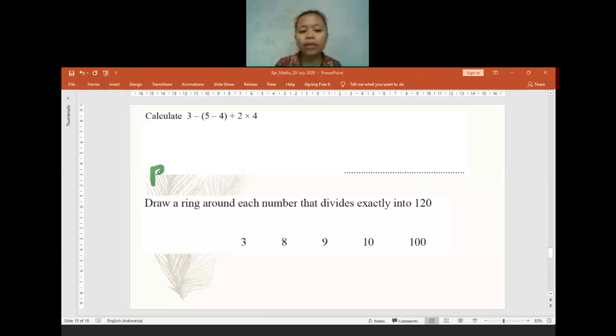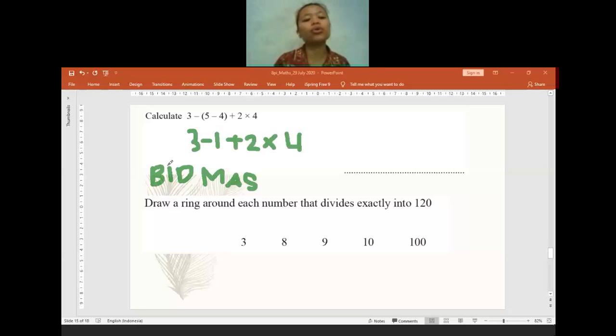Do you remember the BIDMAS rule? If we use the BIDMAS rule, which calculation do we have to finish first? If I want to use the BIDMAS rule, which calculation do I have to do first? Yeah, we have to finish the bracket. So it will be 3 minus 1 plus 2 times 4. Now, what operation do I have to use after we finish the bracket? The multiplication. Okay, so I can write it as 3 minus 1 plus 8.